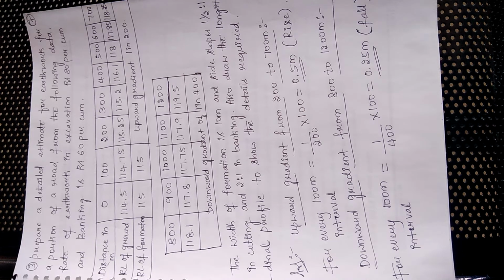Let us move to the next problem. The question is, prepare a detailed estimate for earthwork for a portion of a road from the following data. Rate of earthwork in excavation is rupees 80 per cumec and banking is rupees 60 per cumec.